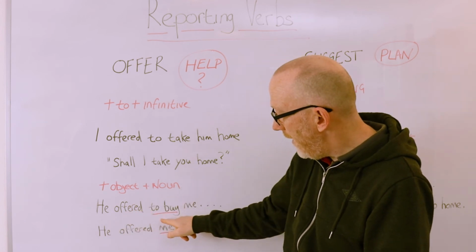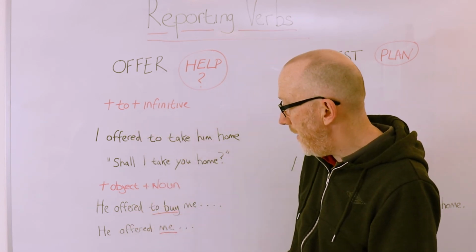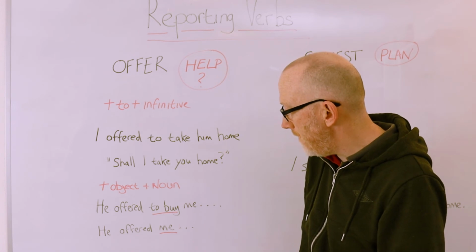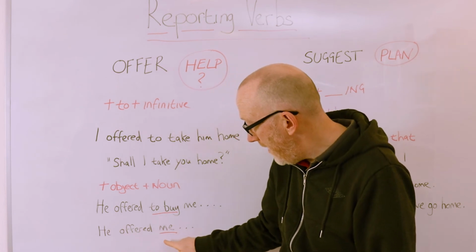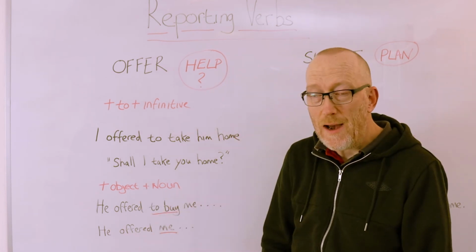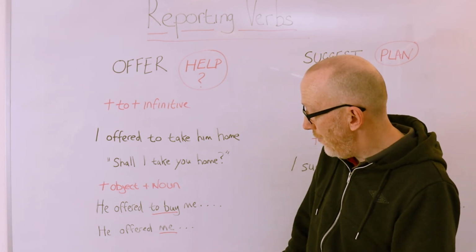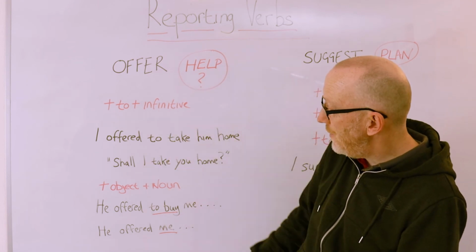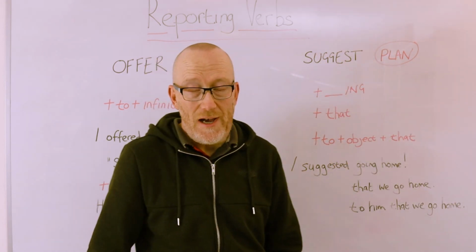Now, you can see here, to buy is being used in the to infinitive form. He offered to buy me a drink. But the object plus noun form is simply, he offered me a drink. A drink, which is a noun. He offered me a drink. So, two ways to use offer. We've got three different constructions for using suggest.